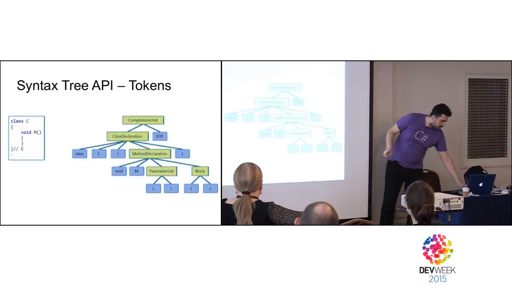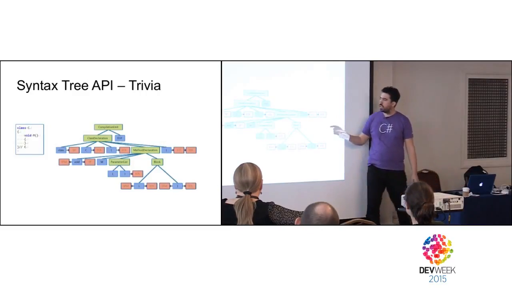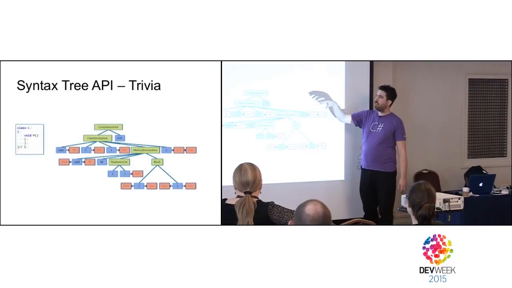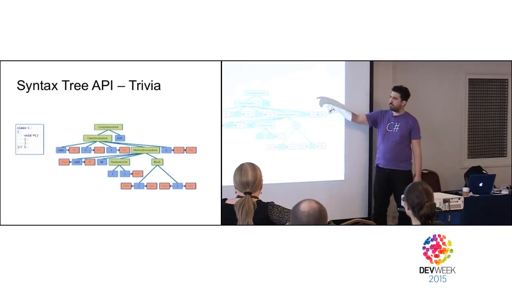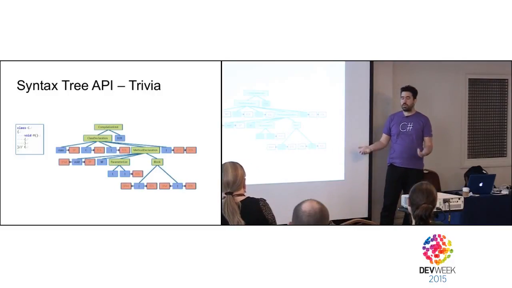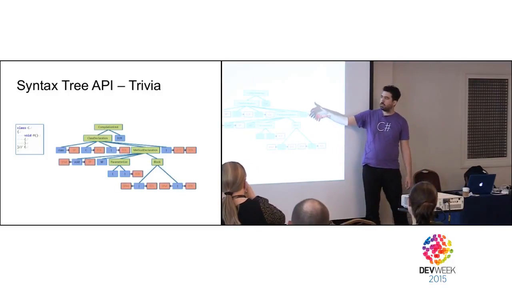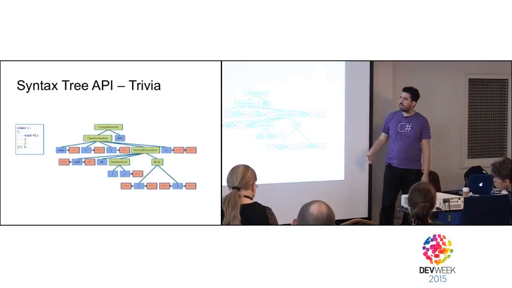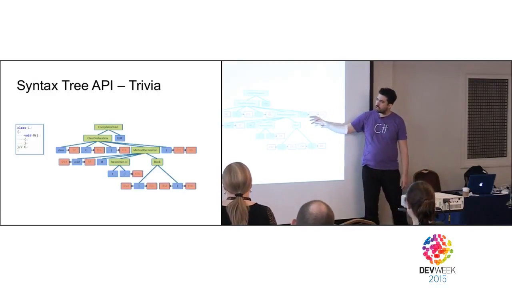But you can reconstruct your file from this tree. This is the full representation of that file, including something called trivia. Trivia are spaces, tabs, basically white space. This allows you to perfectly reconstruct the original source code. This will be important later on.